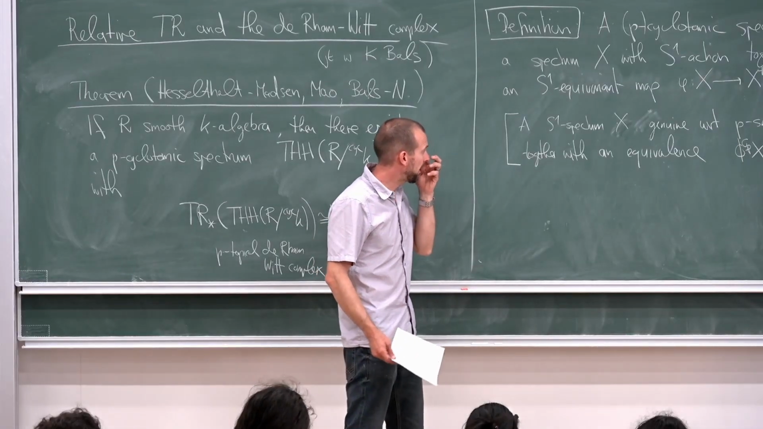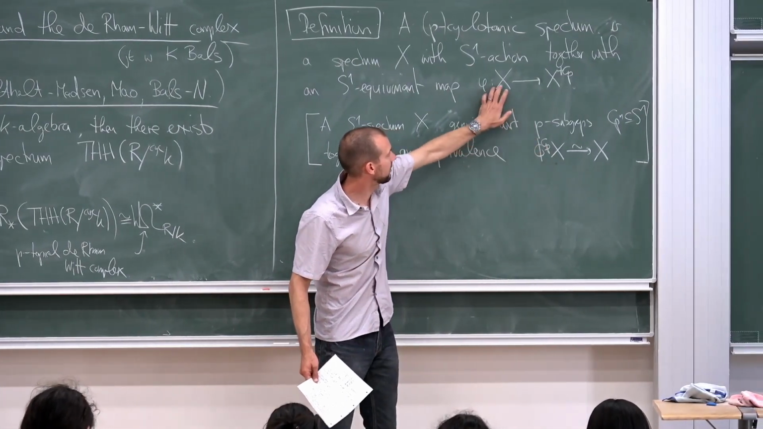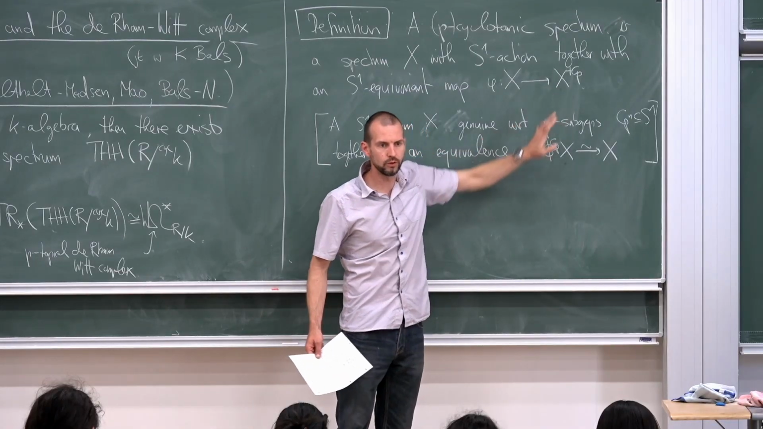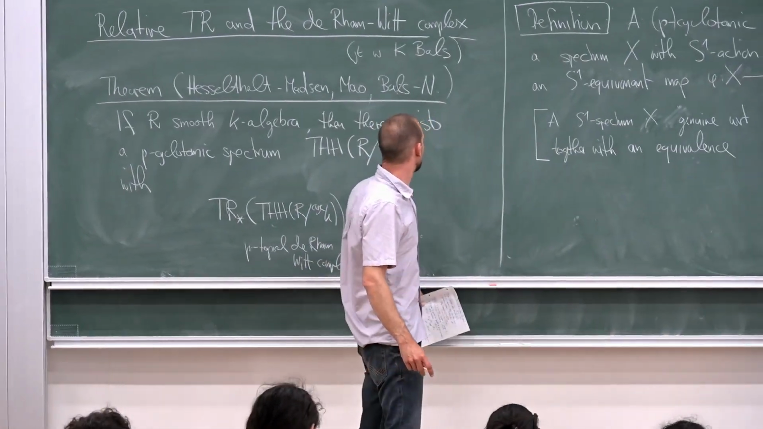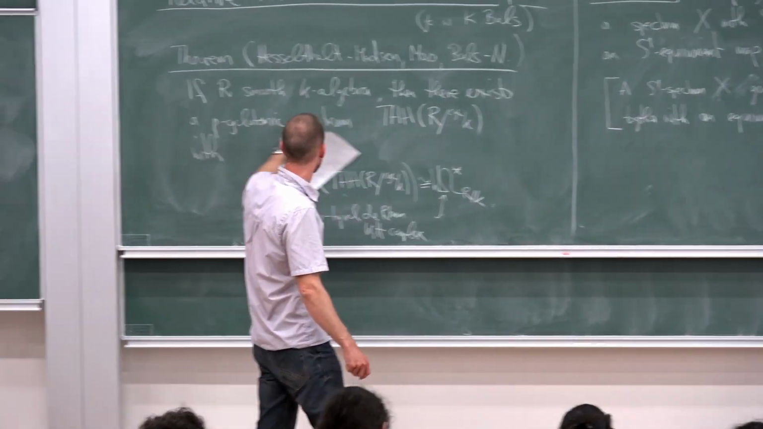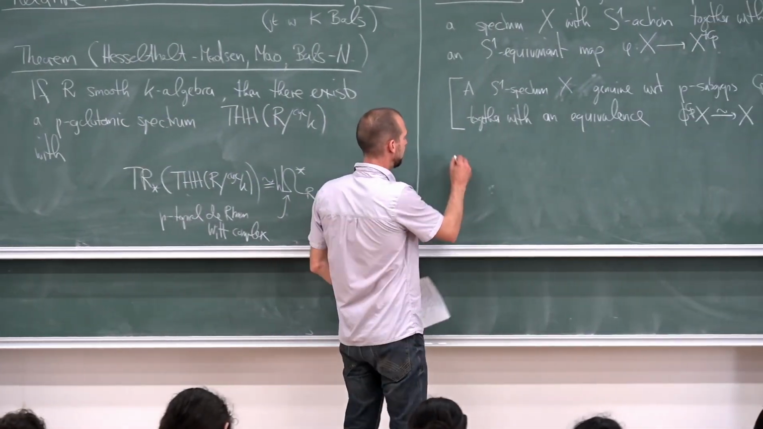Okay, and here it's important that this is again an S1-spectrum. And the same is true here, so you have to use the residual actions. Okay, and so that's the first layer, a p-cyclotomic spectrum. What's the second layer, TR? What is TR?